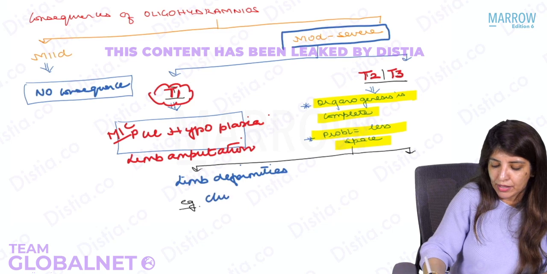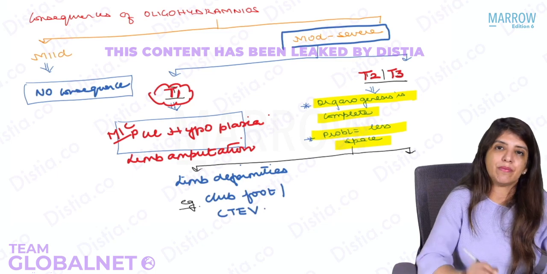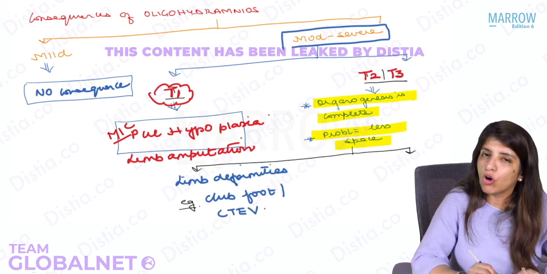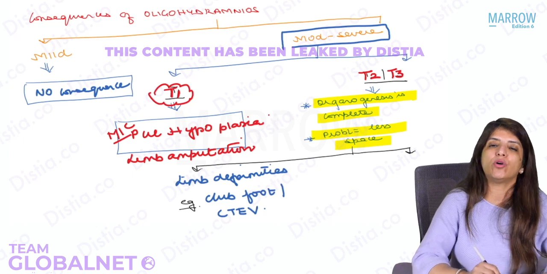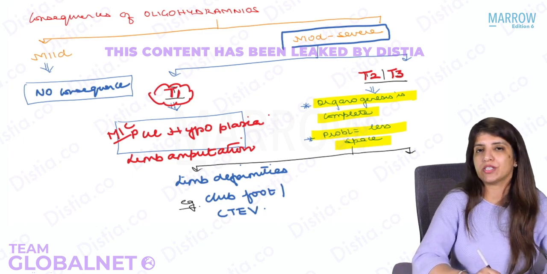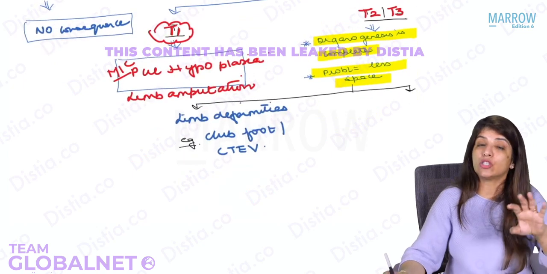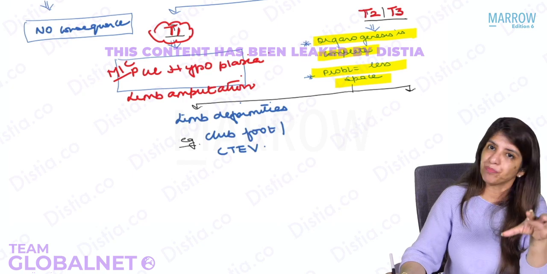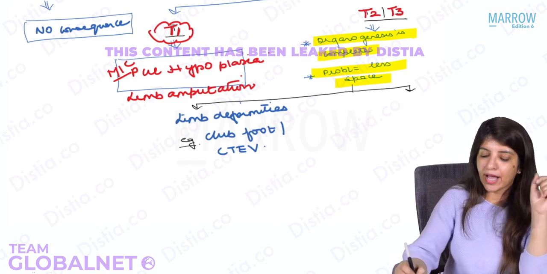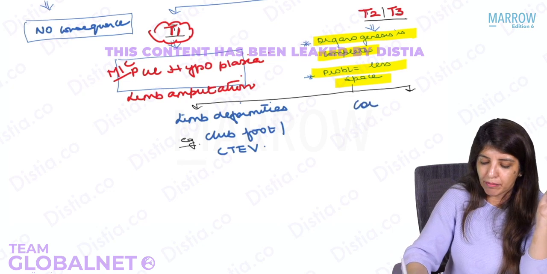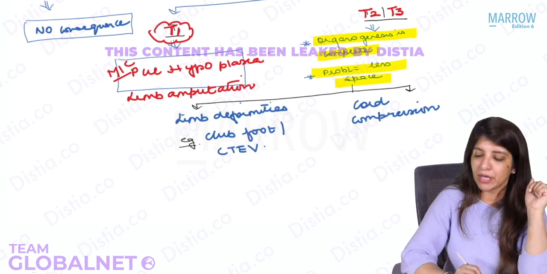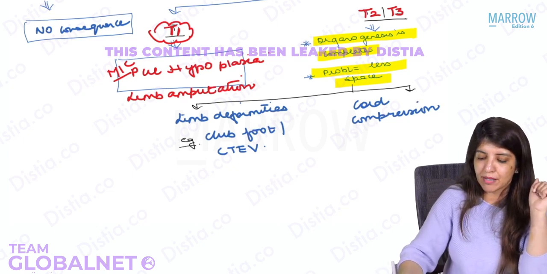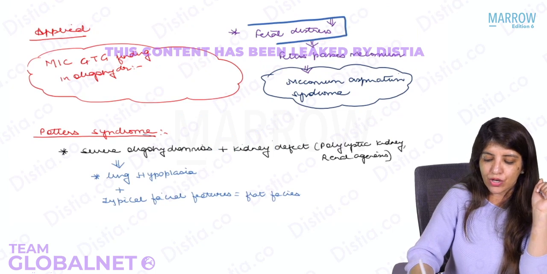Like there can be club foot, or that is what is CTEV. Right? So, because of less space, if oligohydramnios is happening in second or third trimester, it will not lead to limb amputation, but it is going to lead to limb deformities. Right? Other than that, because of less space, there can be cord compression. Cord of the baby can get compressed. Now, if cord of the baby gets compressed, it leads to fetal distress.